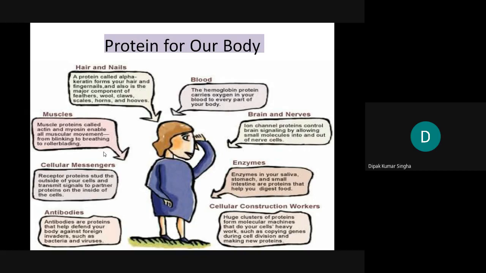Another is the nerves and brain, which also contain ion channel proteins. In the brain there are ion channels required for the supply of energy and nutrients like glucose, but these ion channels are composed of protein. So the brain and nerves are structured by proteins.